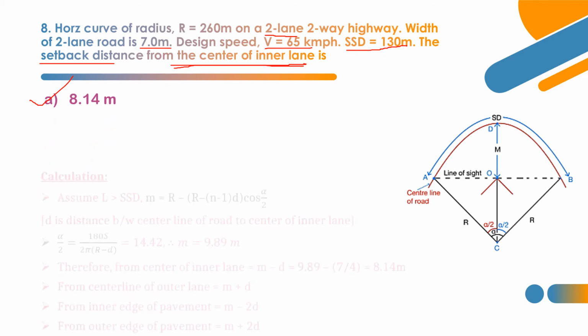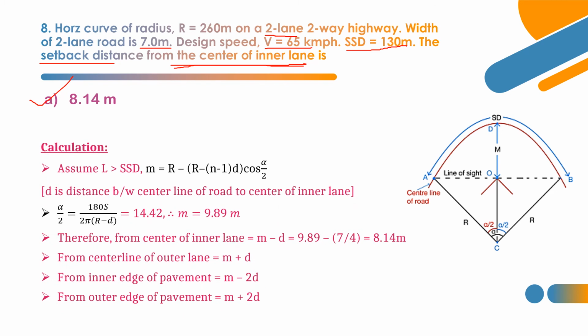Now let's see how it is calculated. First we have to assume the length of curve is greater than SSD. By assuming that, we get this formula: m is equal to r minus of r minus n minus 1 d cos alpha by 2. What is r? We know the radius of curve. And what is n? Number of lanes. Here it is a two-lane road, so 2 minus 1 is 1. What is d? D is nothing but the distance between the center line of the road to the center of the inner lane.